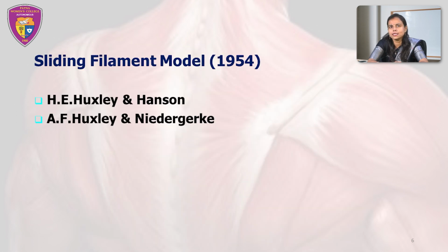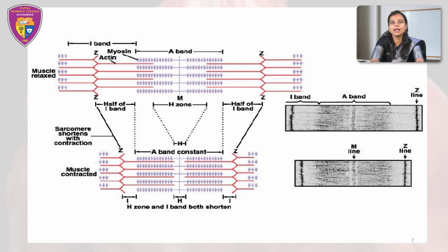The widely accepted sliding filament model for muscle contraction was proposed in the year 1954 by the scientists H.E. Huxley and Hansen and A.F. Huxley and Niedergerke independently. Myosin and actin filaments lie side by side in the A bands, and in the absence of ATP, they do not form cross linkage.